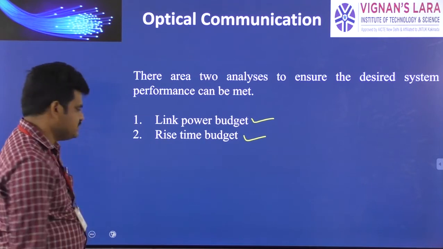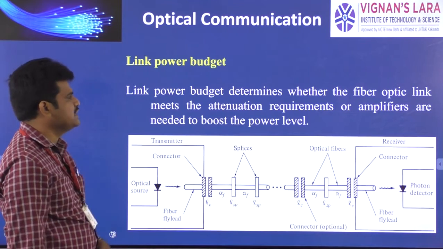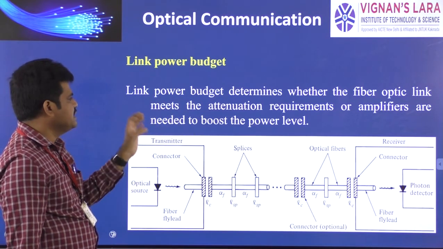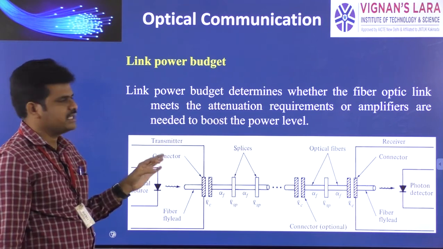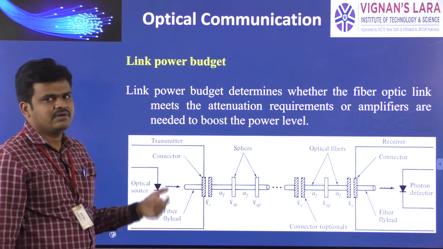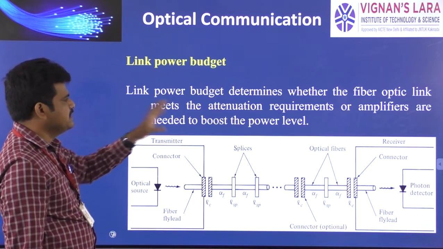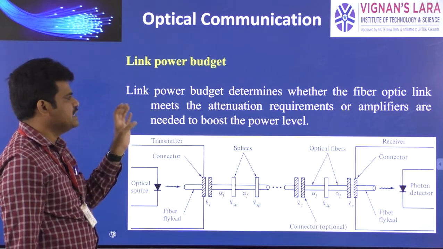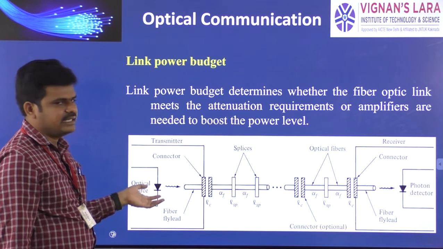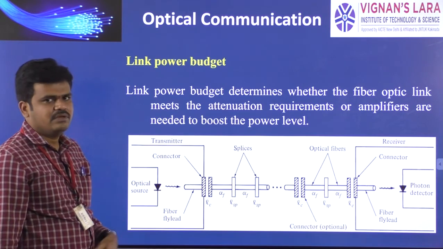What is meant by link power budget? The link power budget determines whether the fiber optic link meets the attenuation requirement, or whether amplifiers are needed to boost the power level or not. What is the reason?